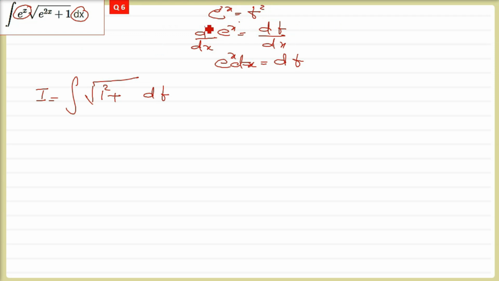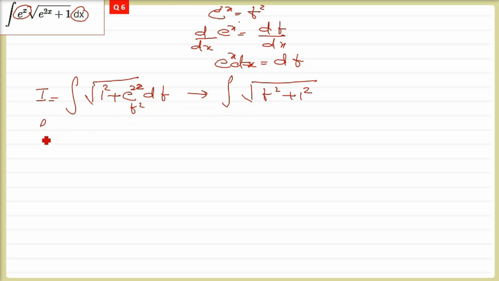So e raised to 2x can be written as t square, and for 1 I just swapped these two terms and made it as a square. So this integration will be like this, because t of course is now what we have assumed. So it will be t square plus 1 square. You can write it as 1 square plus t square also.